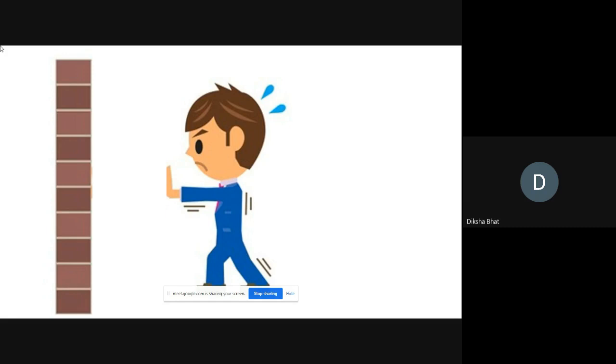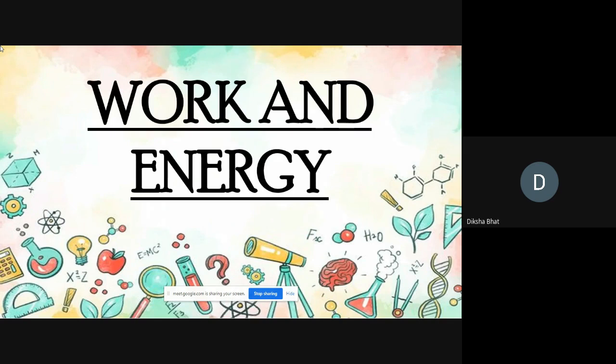So in which out of these three situations do you think we have done some amount of work? I repeat, in which of these situations do you think we have done some amount of work? Movement of book. Yes. And in case of the trolley. Okay, correct. So all these illustrations are closely related to each other. They all are related to work done or no work done. So today we are going to learn about work in our topic work and energy.